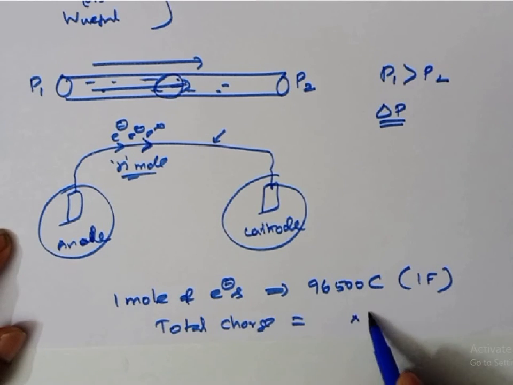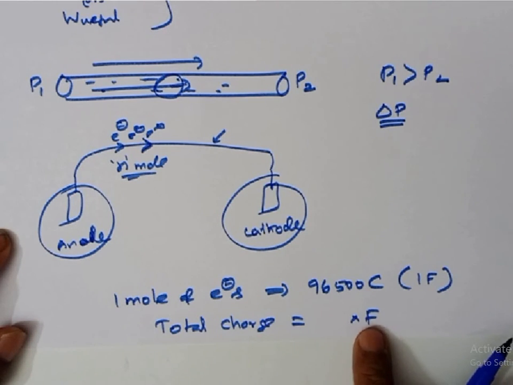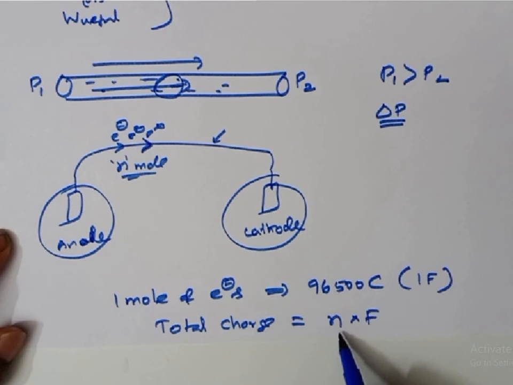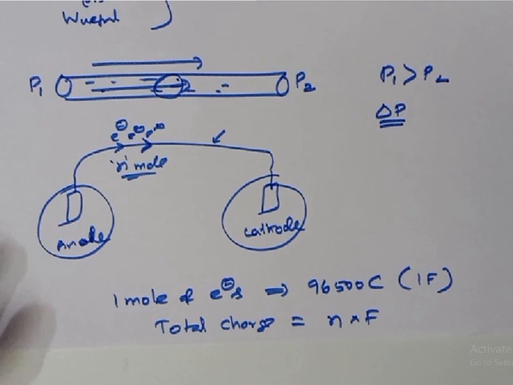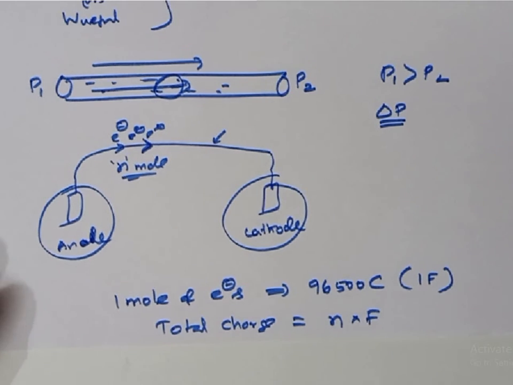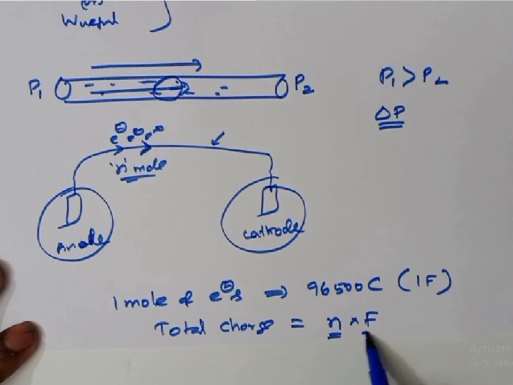So total charge equal to, for 1 mole of electrons the charge is 1 Faraday. I'll put F for 1 Faraday, and multiply this by n, where n is the number of moles of electrons. Students, am I audible? Yes. Right. So total charge is nothing but n into F, where n is the number of moles of electrons flowing in the overall reaction, into Faraday. This will give you total charge.